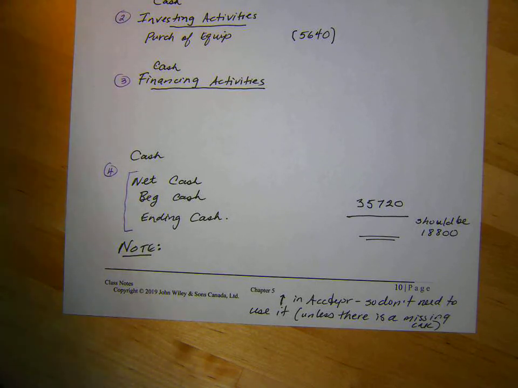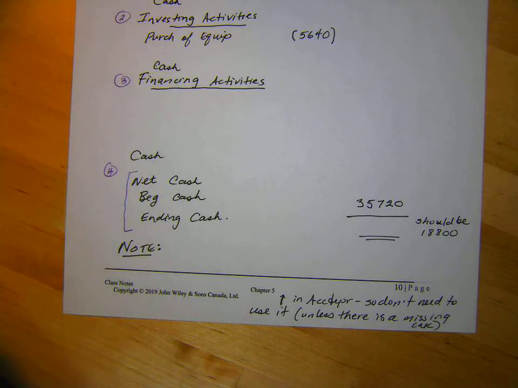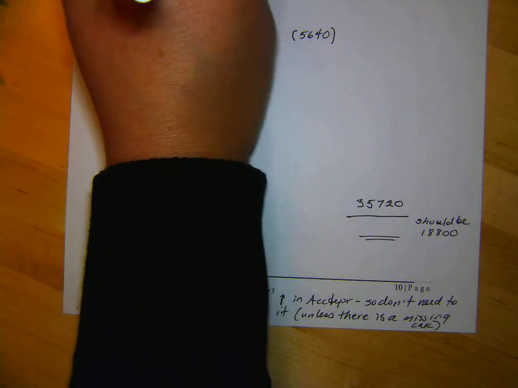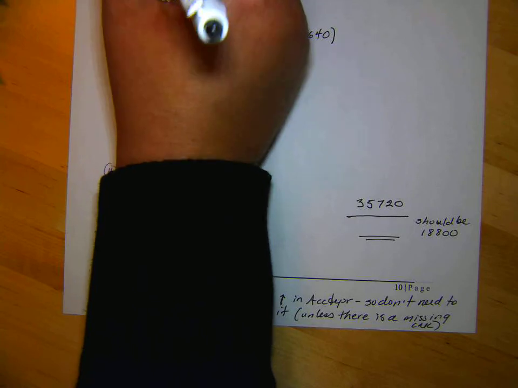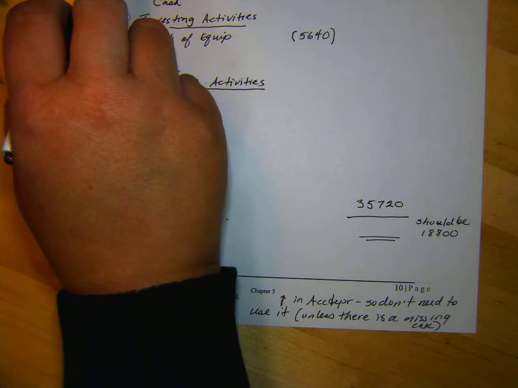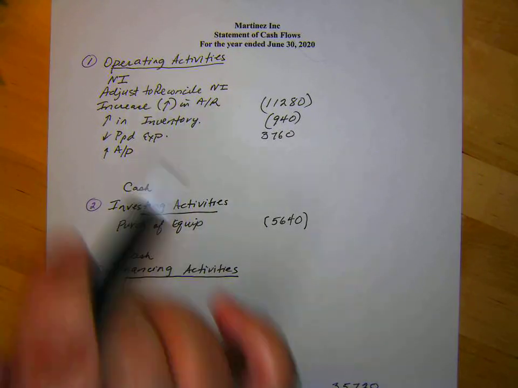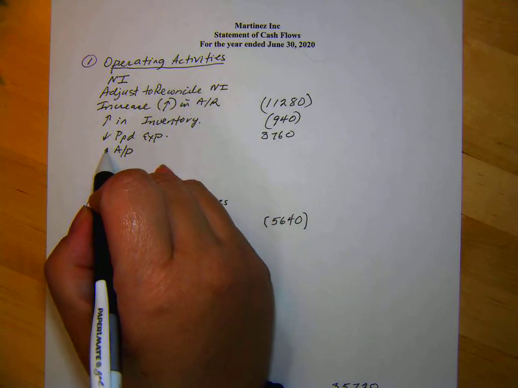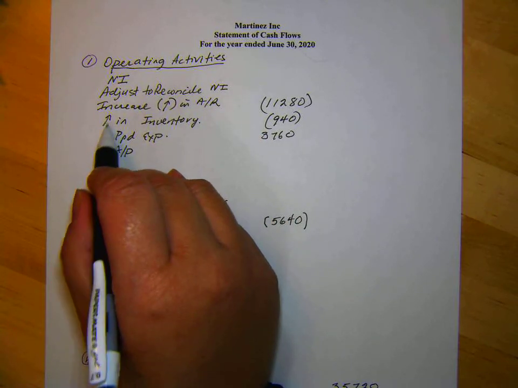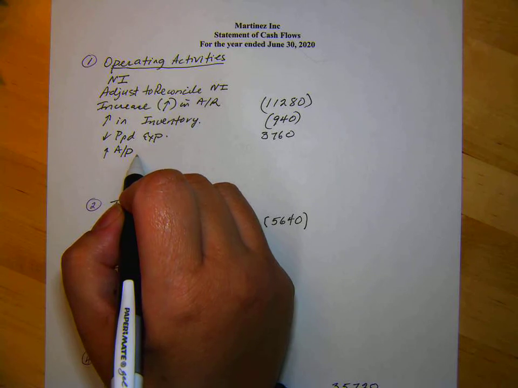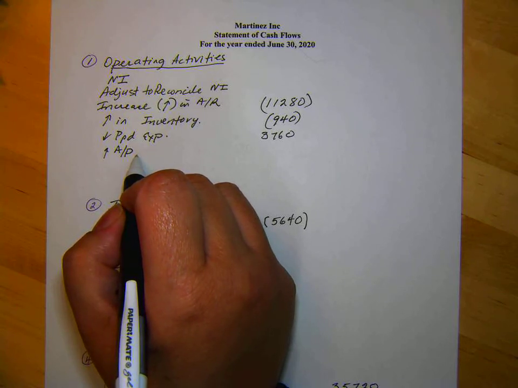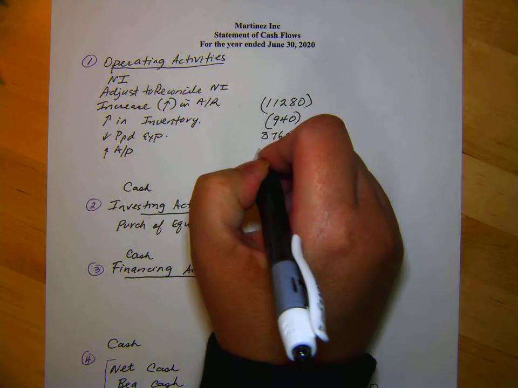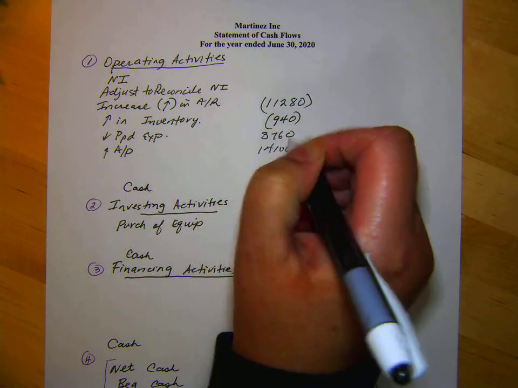Okay, now let's go to liabilities. Accounts payable, it's a current liability, so it's an operating, and it went up. So you have to put some kind of verb in there. Increase in accounts payable or decrease, tell what direction it's going. Increase in accounts payable is 14,100. And we said we add it.